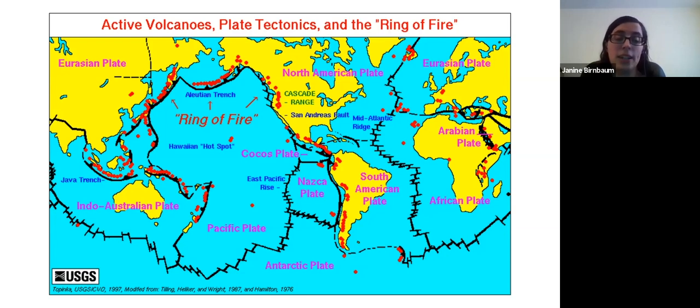So for example, the cinder cones that I showed, a lot of those are dated not based on any type of chemical analyses, but rather by their shape. So we look at how they've eroded over time in comparison to other volcanoes in the area. And if a volcano is more eroded or less eroded, we might say it's older or younger.